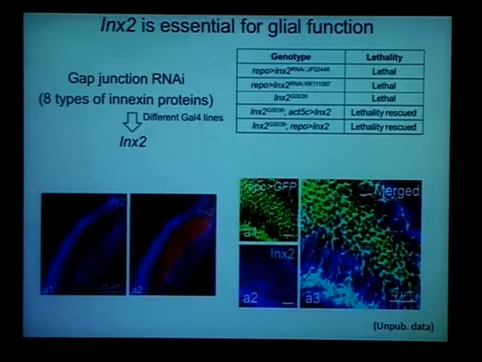To confirm that this is actually the glia region, that this is present in the glia, we co-labeled it with Repo-Gal4 driving GFP, and we found that GFP is co-localized with innexin 2.